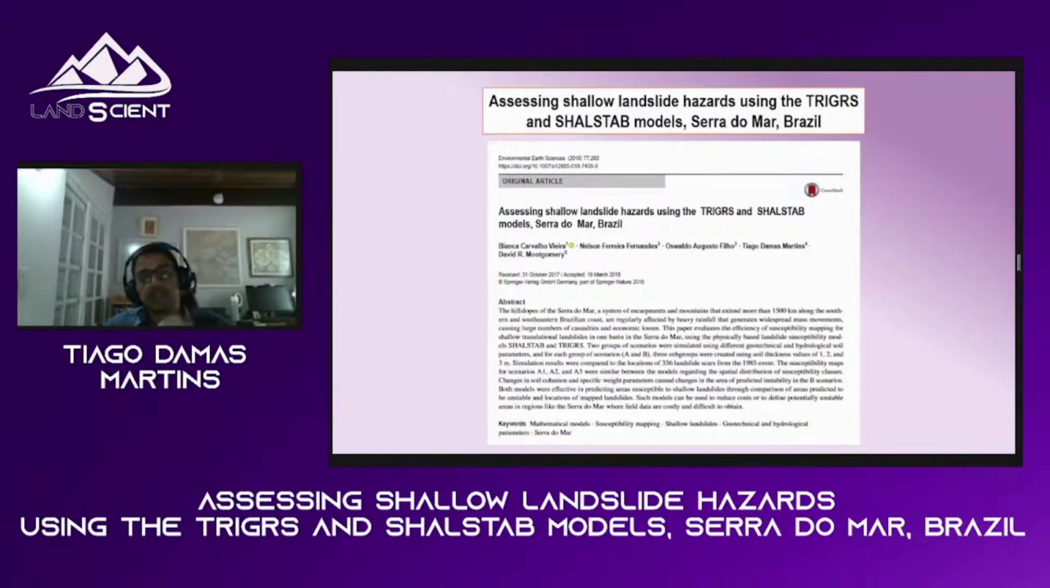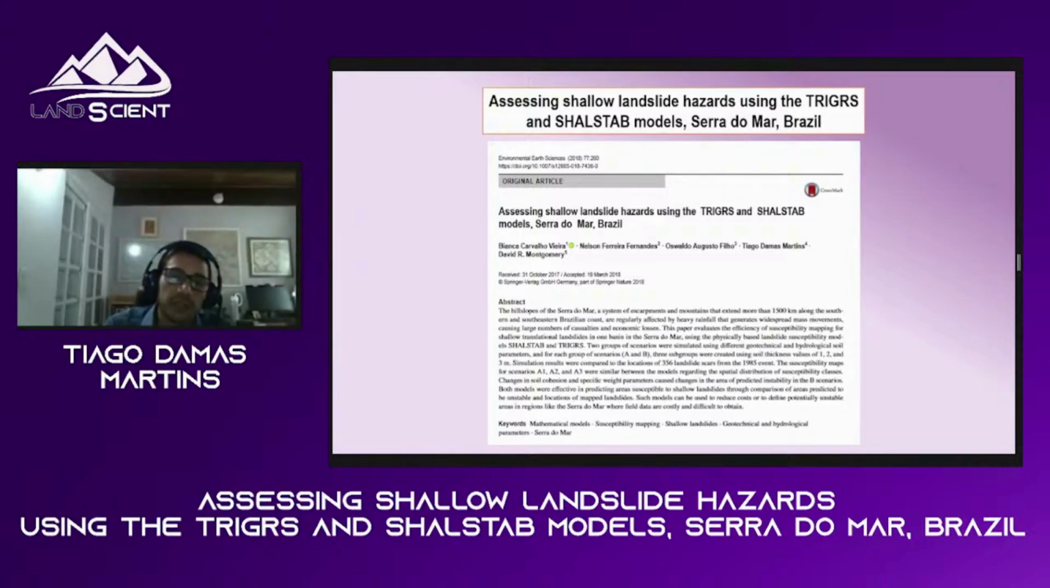So, saying that, this background about mass movements in Brazil, I'm presenting here some brief aspects about the paper entitled Assessing Shallow Landslides Hazards Using the TRIGRS and SHALSTAB Models in Serra do Mar, Brazil. This paper was signed by different authors, and the leading author, as I said in the beginning of the presentation, is Professor Bianca Vieira from the University of São Paulo.